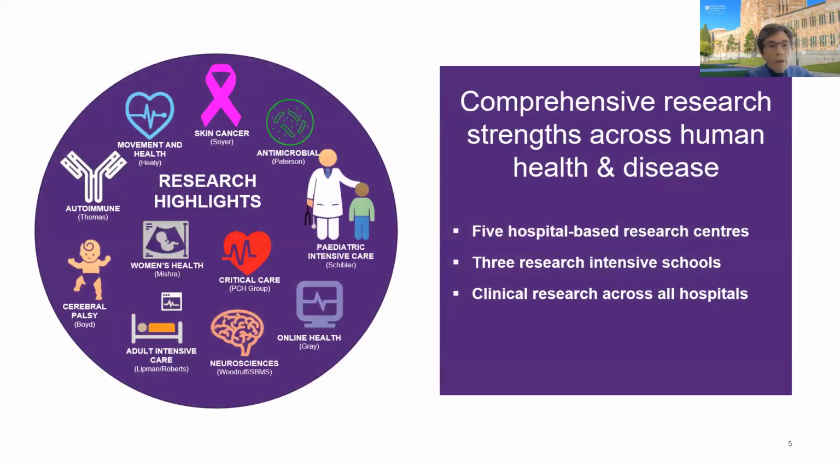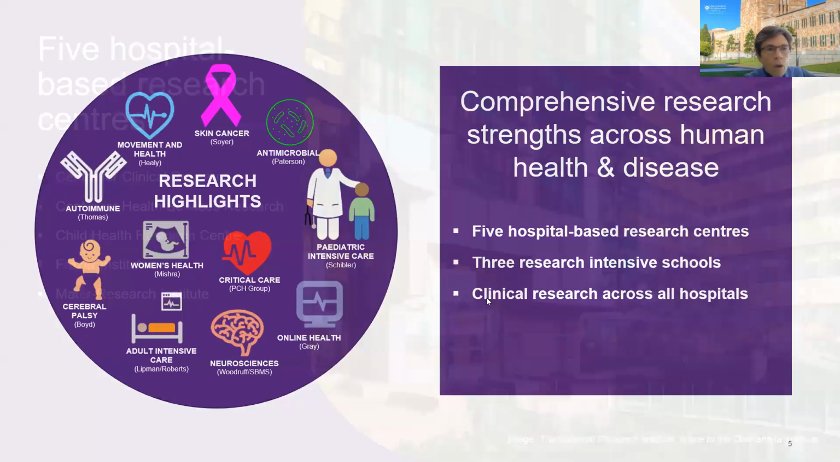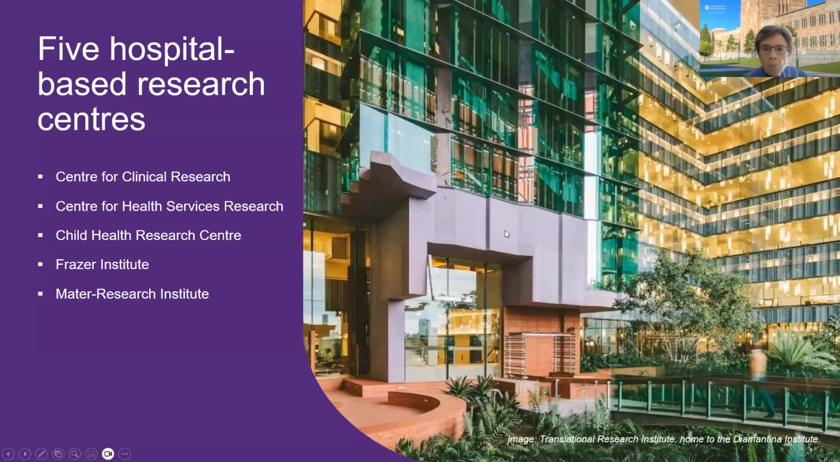And as I said earlier, we've got a lot of research strengths across human health and disease here at UQ. So all of this is by no means exhaustive. These are some of the bigger research groups, but by no means all of them. And this is done through 5 hospital-based research centers, 3 research intensive schools, and then clinical research that happens across all of the hospitals.